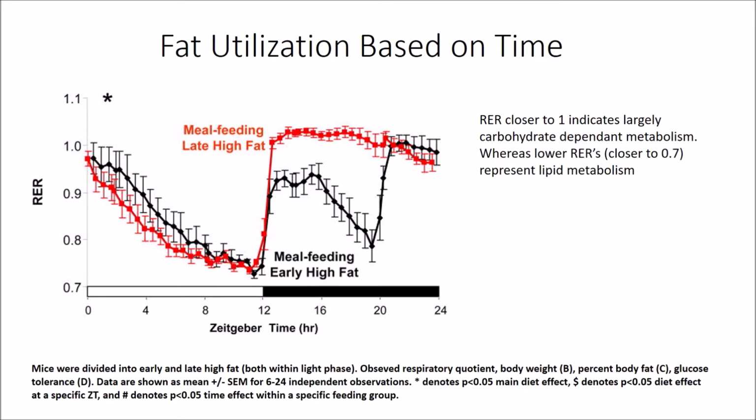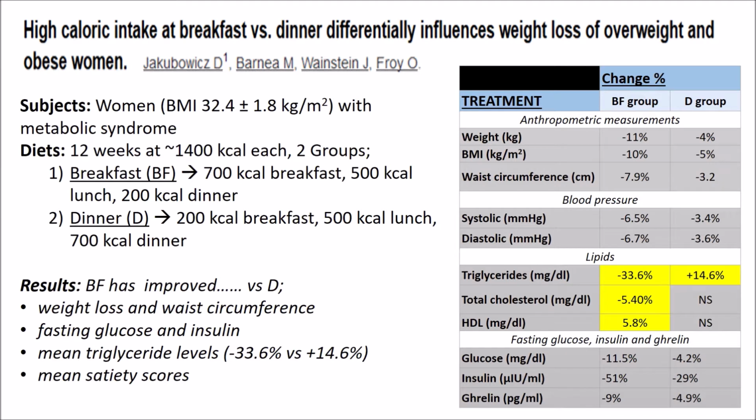So this can be translated into human studies where overweight women were studied for 12 weeks, where they were either fed the majority of their calories in the morning or in the evening for dinner. And what was seen is that those that were fed in the morning had greatly reduced blood triglycerides, total cholesterol, and increased HDL, all of which would decrease the risk of heart disease, diabetes, metabolic disorder, and several other metabolic associated and chronic inflammatory disorders.